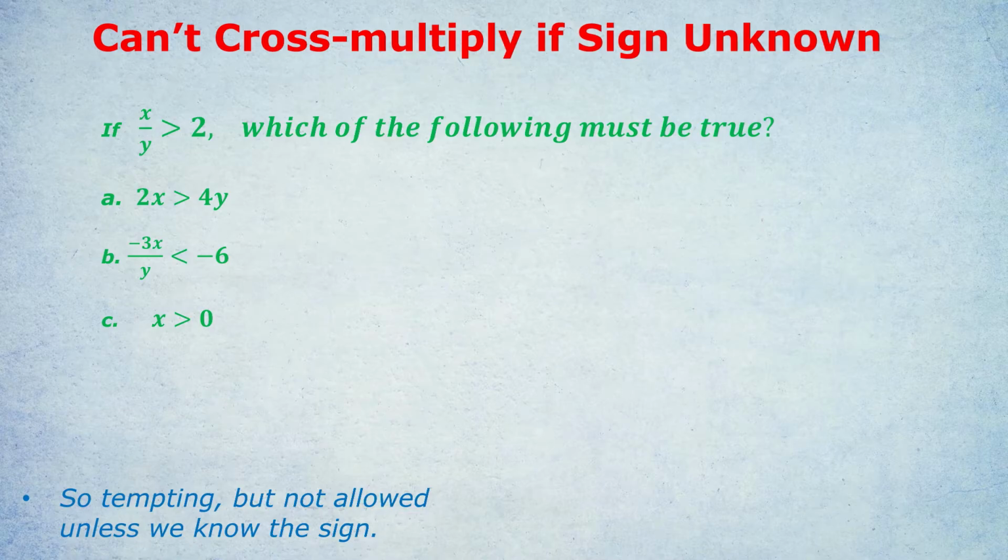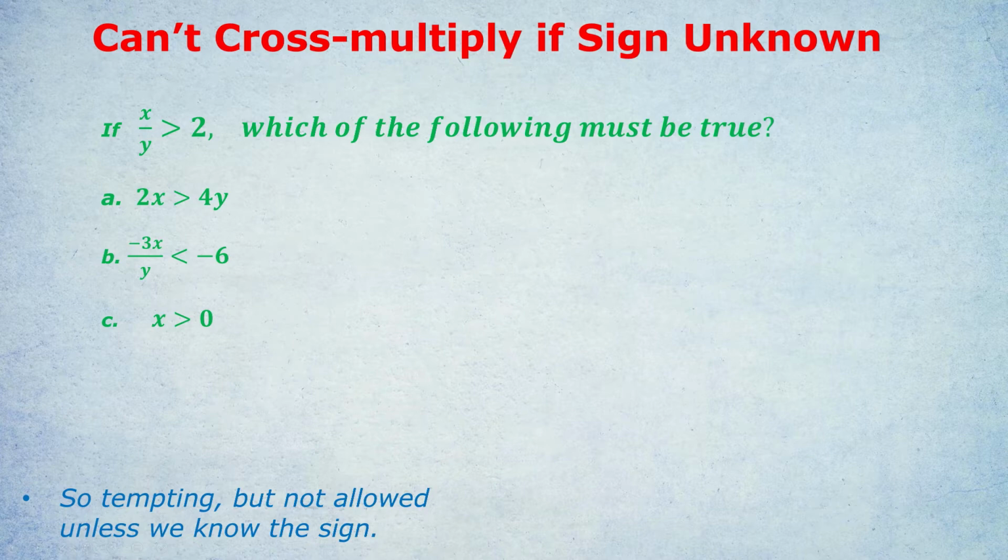Again, no, unfortunately, because both x and y could be negative. We don't know the signs of x or y. So if we had a negative over a negative, that would cancel out to be positive, and that could still work with x not being positive. So we can't say for sure that x is positive.